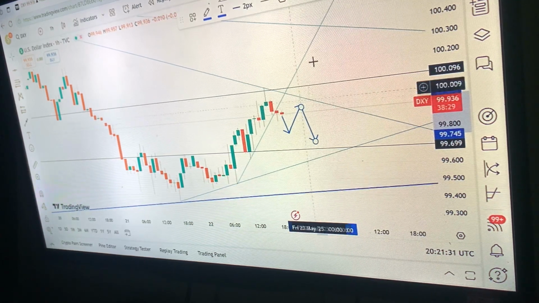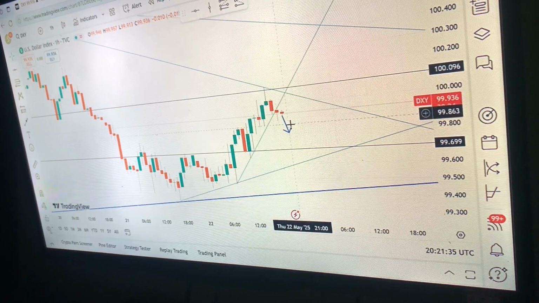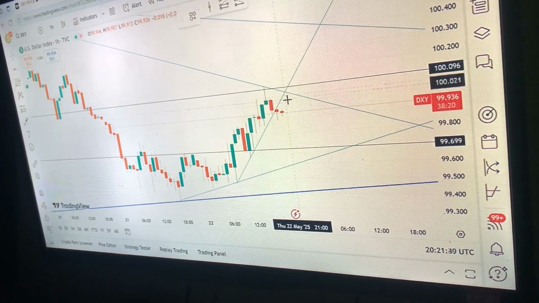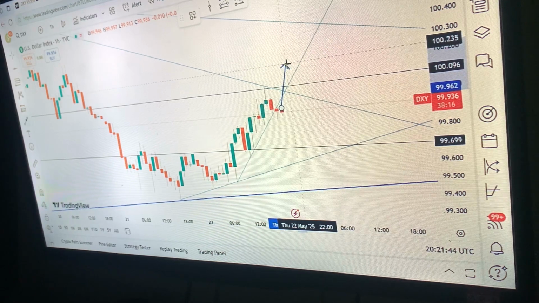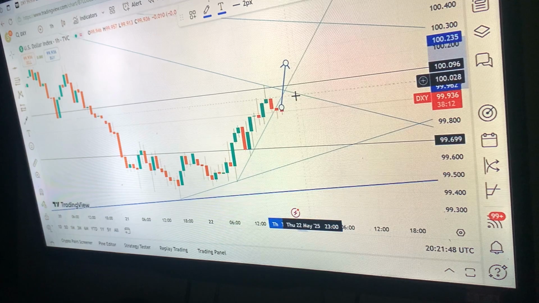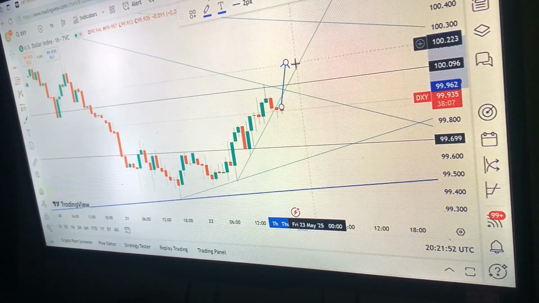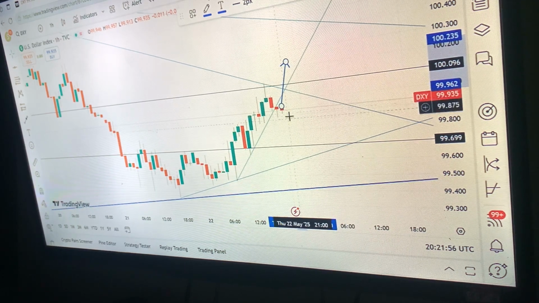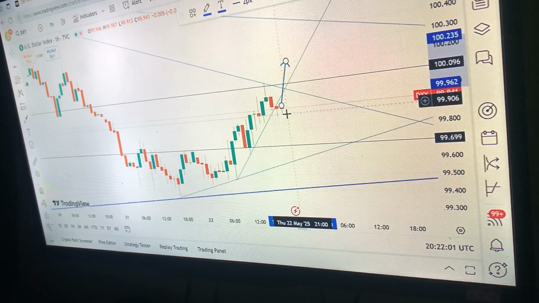So what I am looking for now is for price to continue upwards, breaking this trend line that we have set. Once we break it, I set my buy stop, and then we continue the trend upward, and my stop loss is going to be just below this low over here. So that's what I'm anticipating.